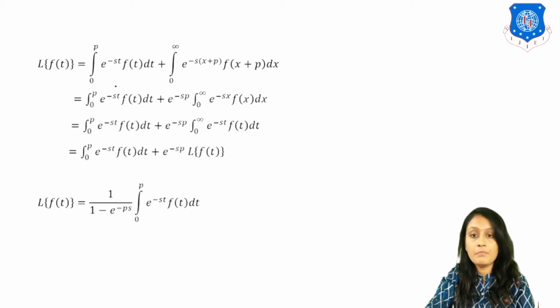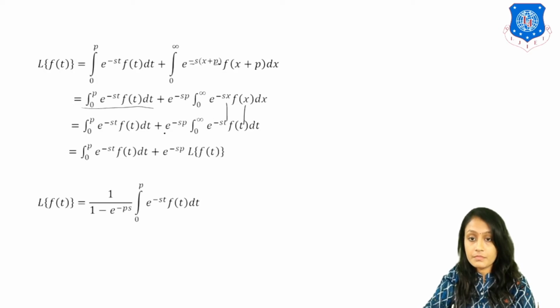This term will remain as it is. Now again this integration as it is. Now e raised to minus sp we will take outside, because here we have integration in terms of x. Integration 0 to infinite e raised to minus sx into f of x dx. Okay, now what we are doing over here, we are just changing the variable. So in place of x, I have written just t. All other things are the same. So we have here e raised to minus sp, 0 to infinite e raised to minus st f of t dt.